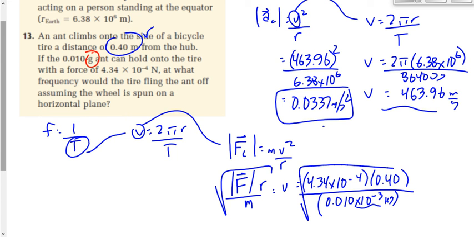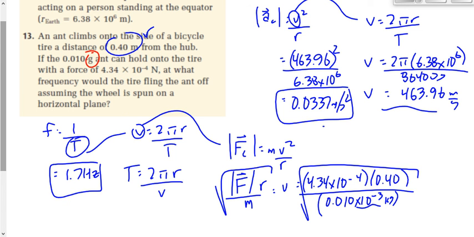Square root that. It's going to give me a certain speed, but you're going to plug back into here to solve for period: 2 times pi times the radius divided by that speed. Solve for the period, plug it back into there to solve for the frequency. And when we do, I think number 13 should work out to be 1.7 hertz, 1.7 revolutions per second.